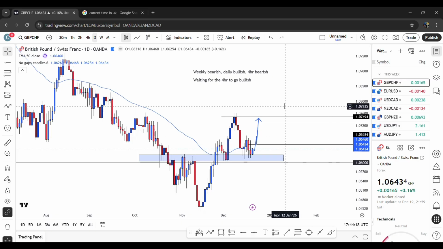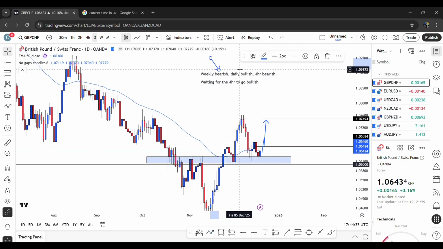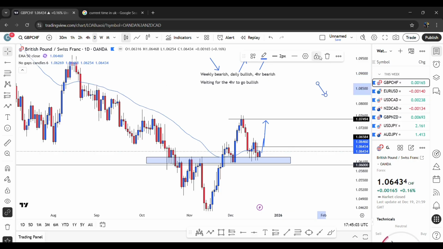So that's all I'm waiting for on the GBP CHF. Also, because we want 2 consecutive time frames in sync. Currently weekly is bearish, daily is bullish, and the 4-hour is also bearish, right? So this is the scenario at the moment. So what I want is for the 4-hour to go bullish as well, so that 2 consecutive time frames will be in sync, and then we are good to go for the trade. But let's see, we'll see how it goes when the market opens.